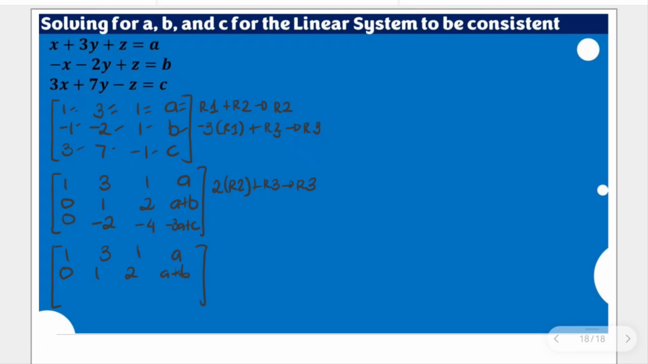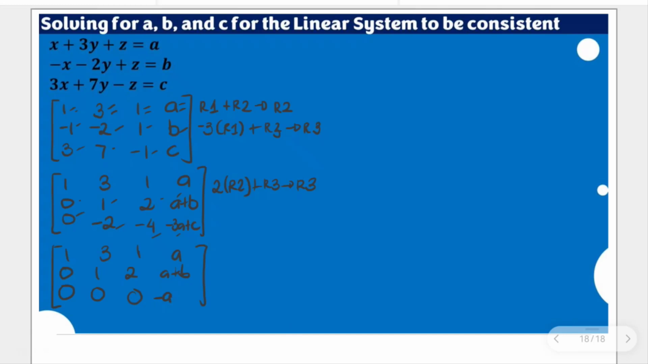And then positive 2 times 0 plus 0, 0. Positive 2 times 1 is 2 plus negative 2 is 0. Positive 2 times 2 is positive 4 plus negative 4 is 0. And positive 2 times A is 2A plus minus 3A. So you have negative A.